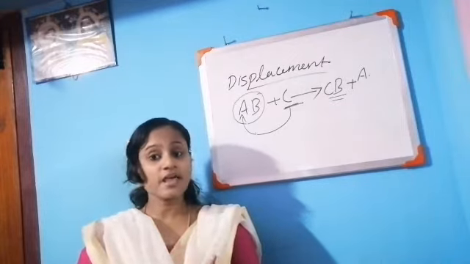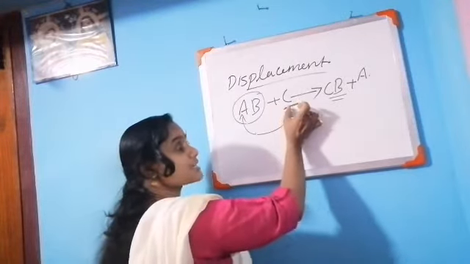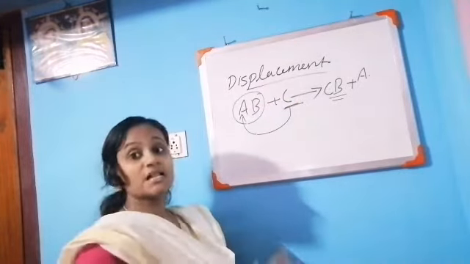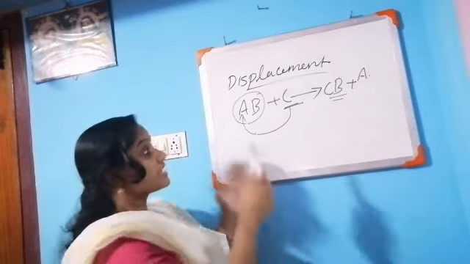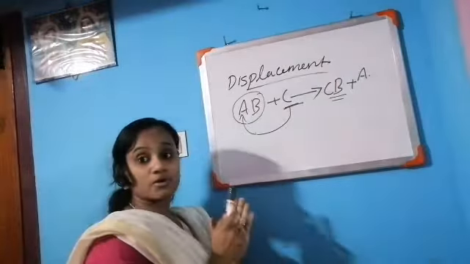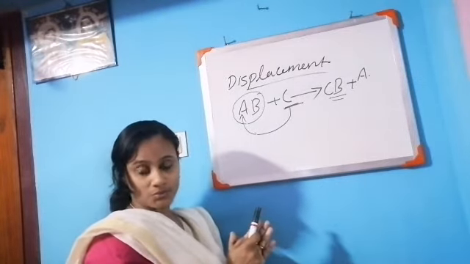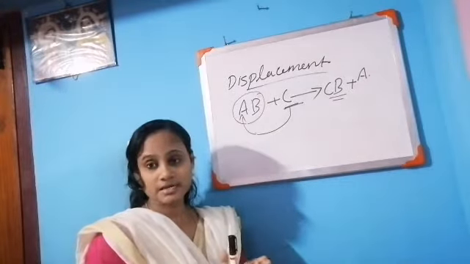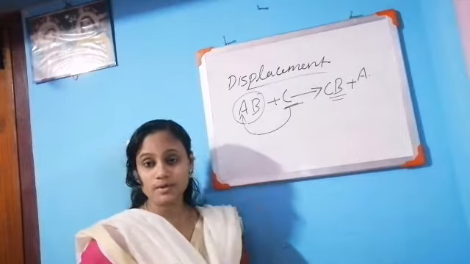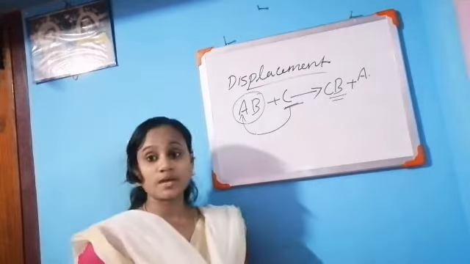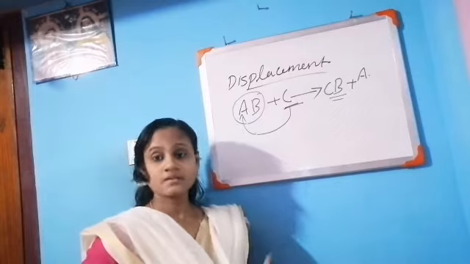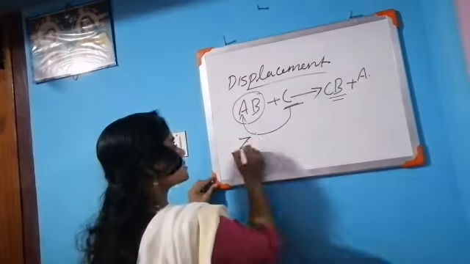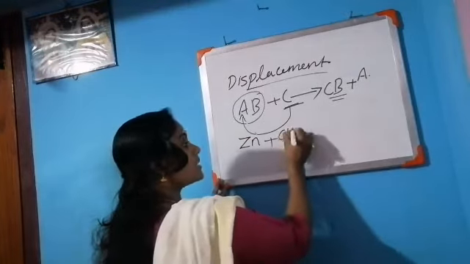Displacement reaction: a reaction in which the most reactive element or most reactive metal displaces a less reactive element from a compound. This type of reaction is called displacement reaction. Is it clear? A reaction in which the most reactive element displaces a less reactive element from the compound is called what? Displacement reaction. For example, zinc reacts with copper sulfate.